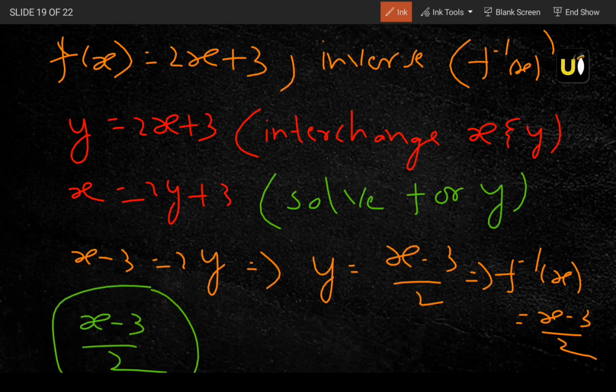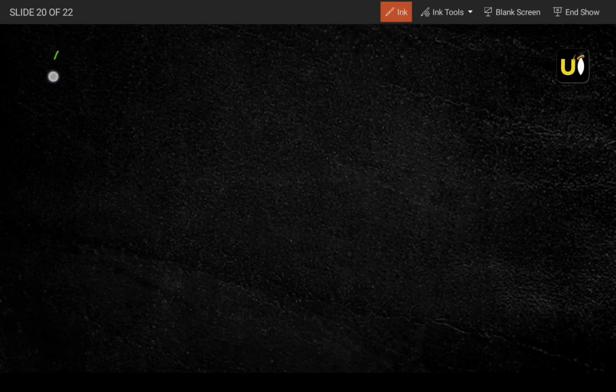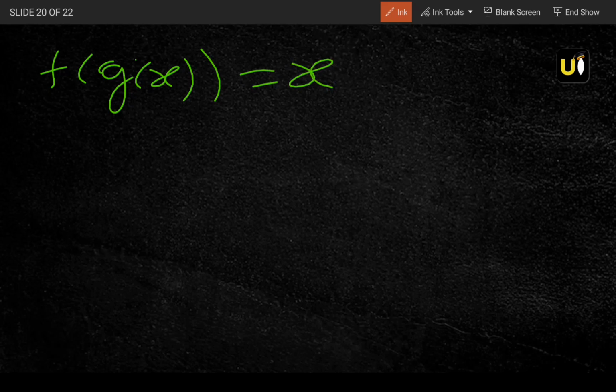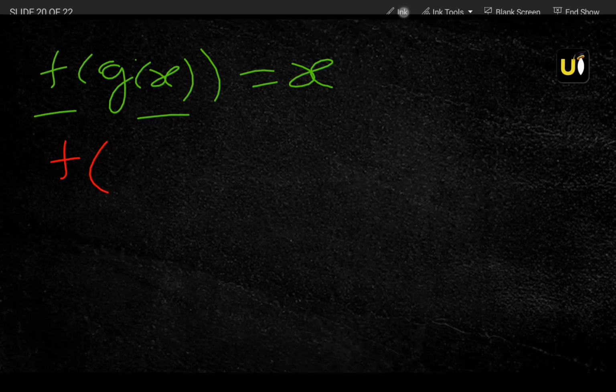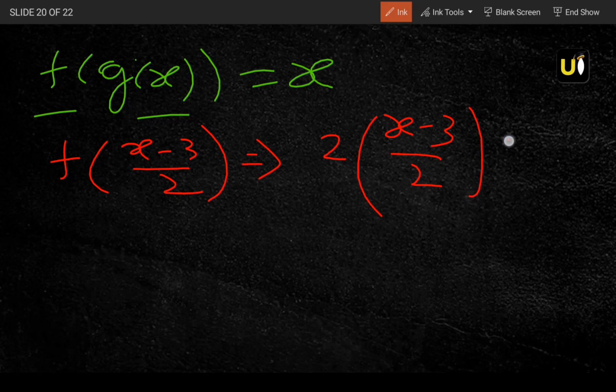To verify whether the answer is correct or not, you can check it. Like we have discussed the property before, f of g of x will be equal to x if these two are inverse to each other. The inverse we got is (x minus 3) by 2. The function f of x is 2 into x plus 3, and this is the x value, so 2 into (x minus 3) by 2, plus 3. Now solve this.